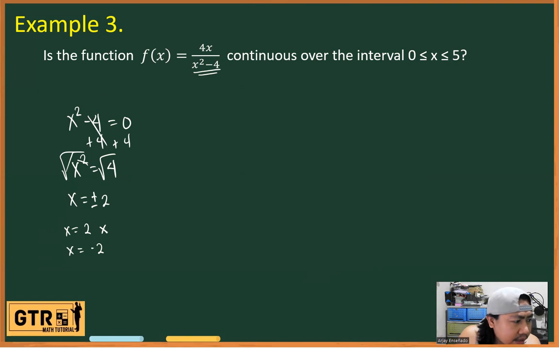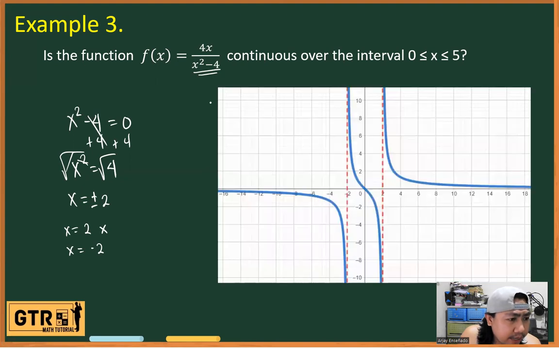Discontinuous siya at x equals 2. So this is the graph of the function. If we draw the graph of this, ayan. So it has discontinuity at x equals negative 2 and x equals positive 2. So these are the infinite discontinuity. Okay? Okay, another example. So we call this discontinuity as infinite discontinuity.